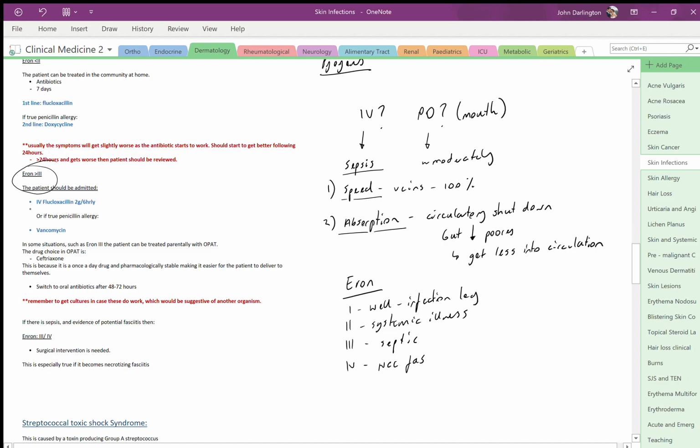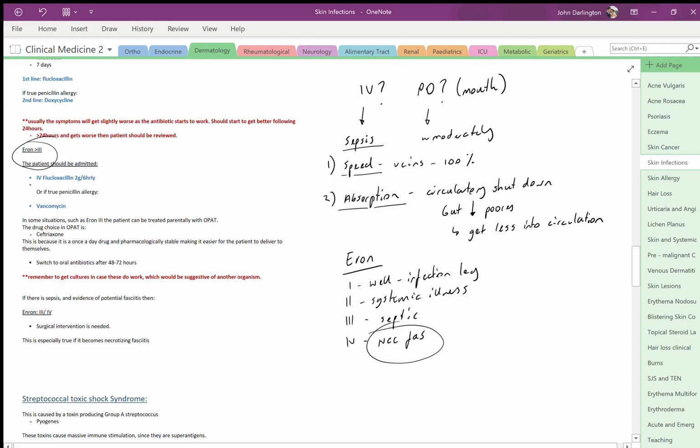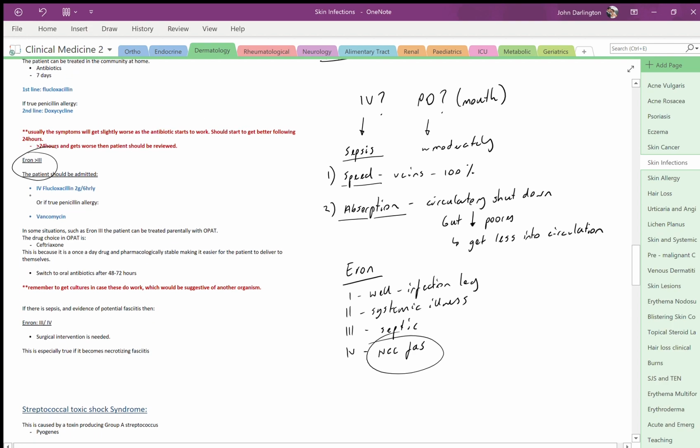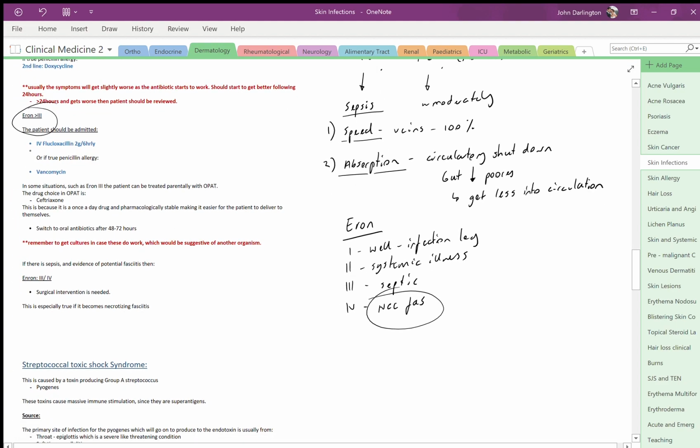And if anybody wants to know about neck fash, I'll happily do a wee video on it. It's a really devastating infection which has a very high mortality, and I've seen it a few times, and it's unbelievably fast, and people do lose limbs. They have to get surgical resection. So anything above here, you're given IV for, absolutely. Here, you can give per oral.